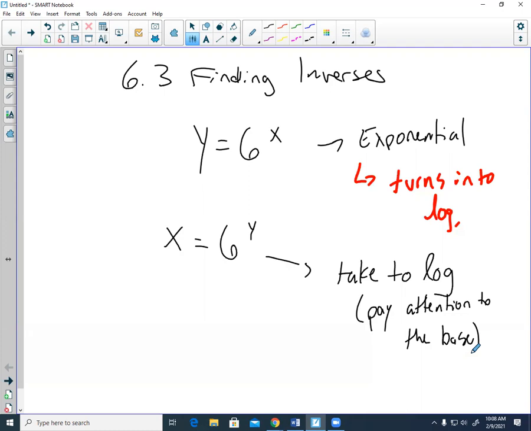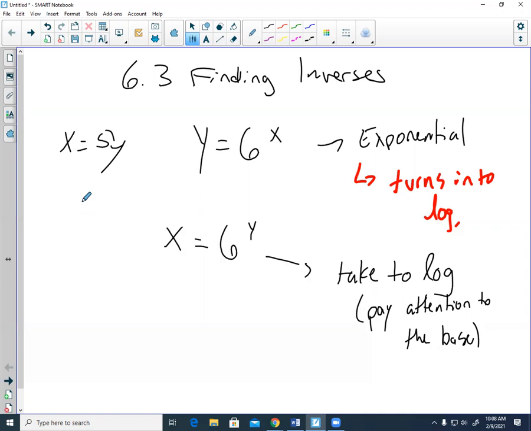If you think of an equation where I ask you to solve x equals 5y, you would divide by 5 to solve for y, right? If you divided by 6, nothing would happen. If you divided by 2, nothing would happen. If you don't divide by the important number, it doesn't make a difference. So if we don't take the log of the important number, nothing happens.